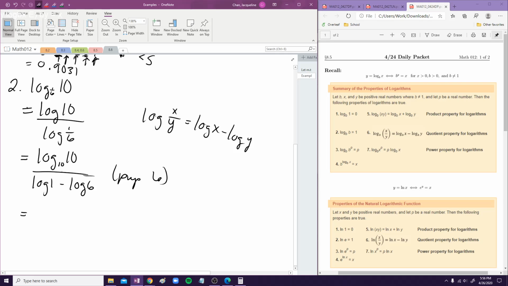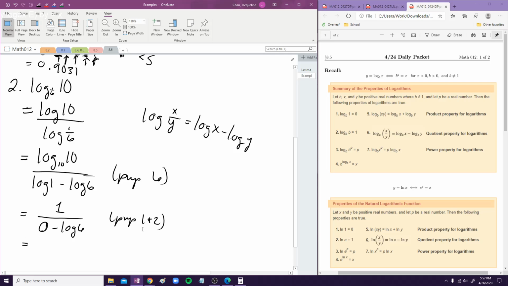Now this log base 10 of 10, what is this? If the base and the argument are the same, that means that this, by property 2, is equal to 1. And then looking at log of 1, property 1: whatever base it is, 10, 5, 6, 100, doesn't matter, any log of 1 is equal to 0. So this is 0, and then log of 6, nothing. So that was property 1 and 2.